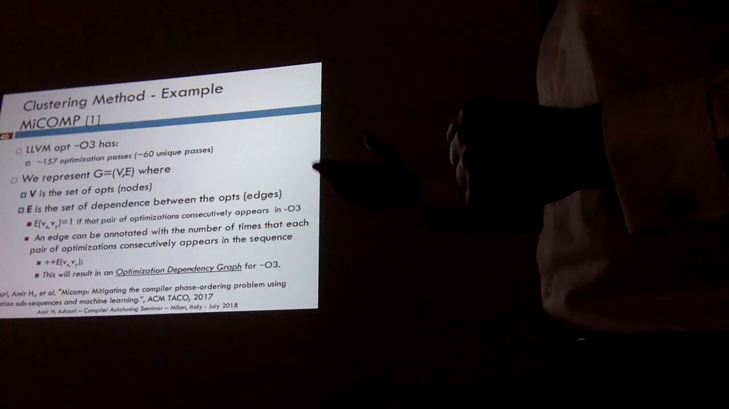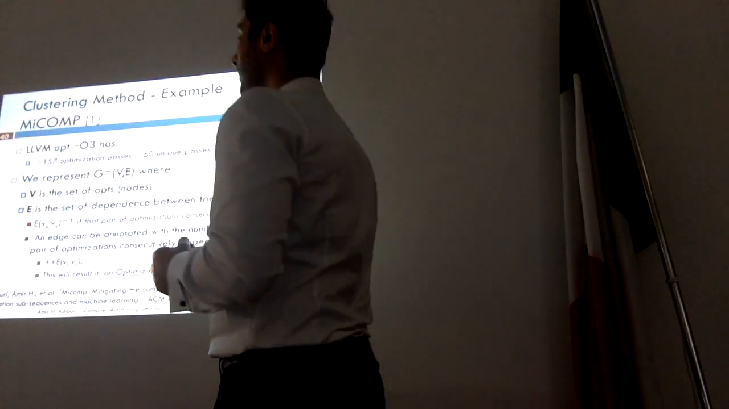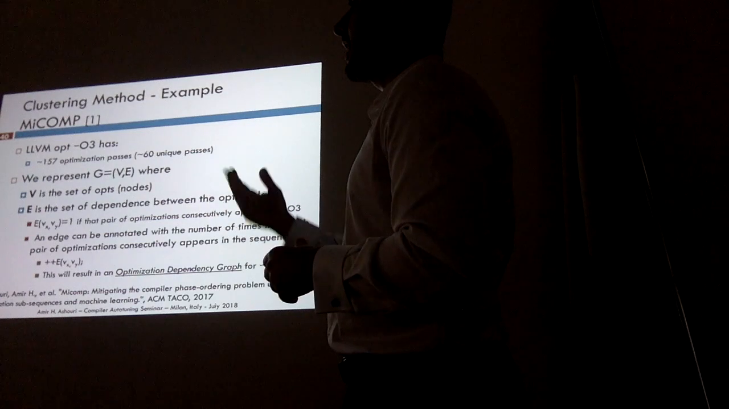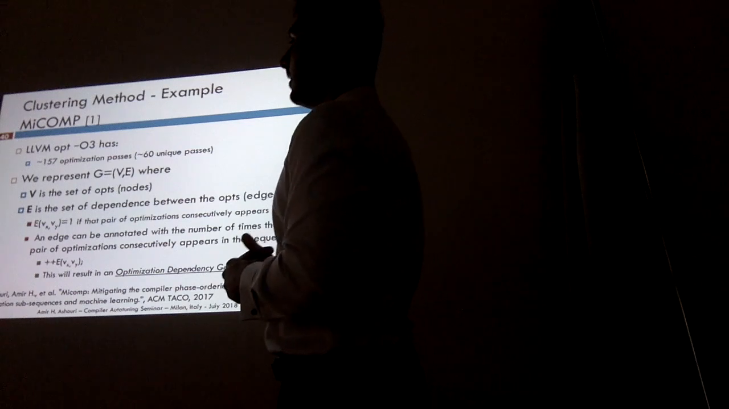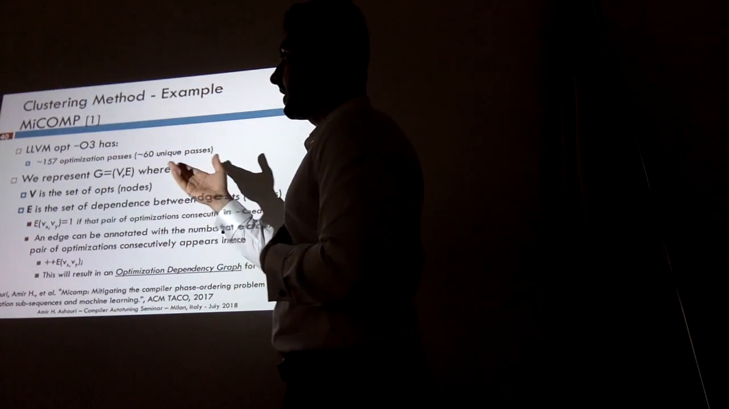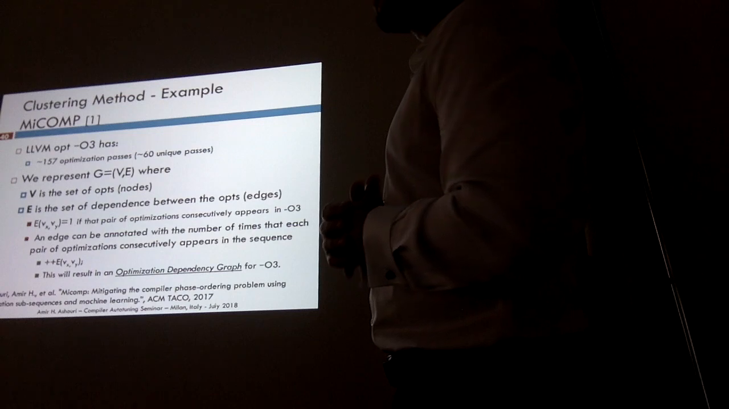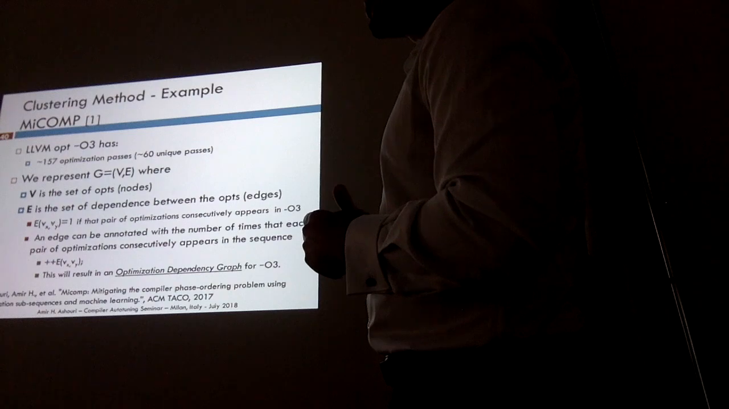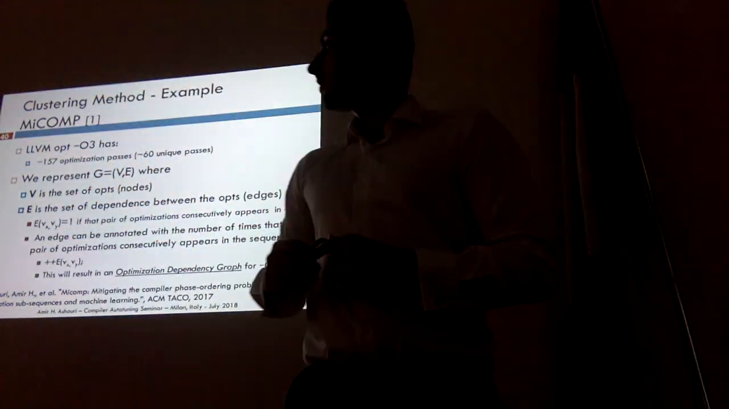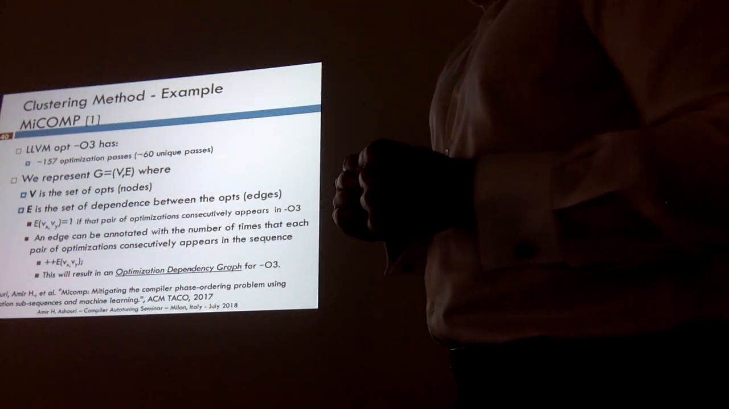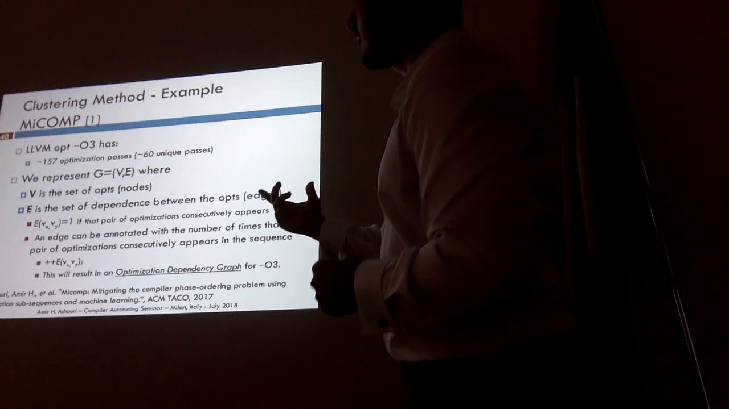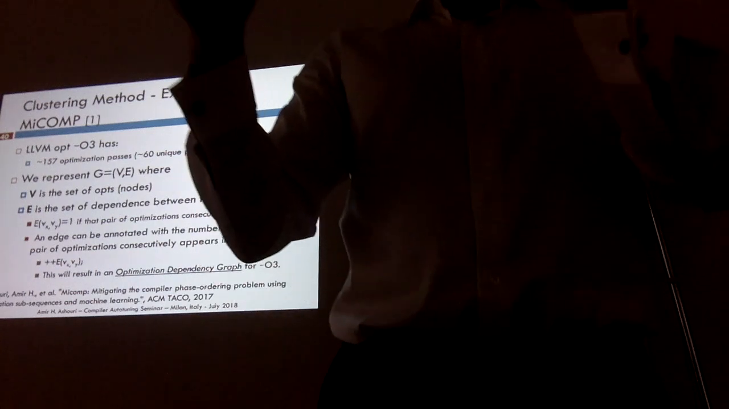So we started by representing a graph-based representation out of our optimization O3, which in that specific case, V was the set of ops as nodes, and E was the set of dependencies that we showed by edges. And we make this condition E(Vx, Vy) equal to 1 only if we have a pair of optimizations that consecutively appear in the optimization O3.